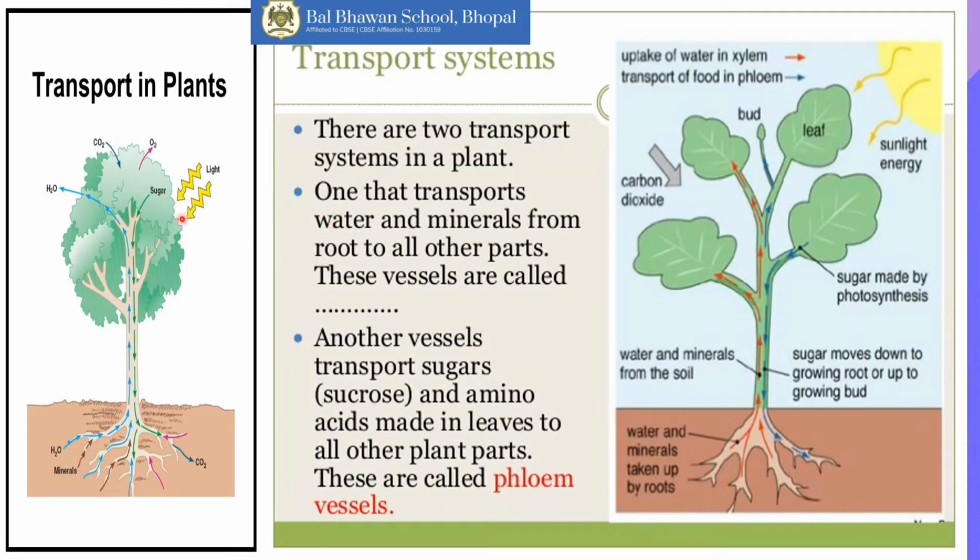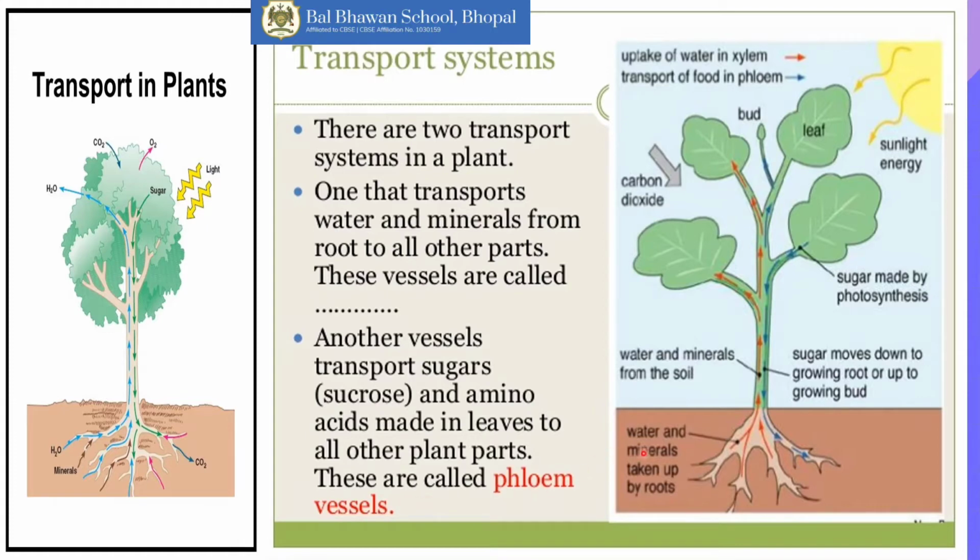Now, transport in plants. In plants, there are two transport systems. One system is responsible for transporting water and minerals from root to all other parts. These vessels are known as xylem. Then there are other vessels which are responsible for transporting sugar and amino acids, which are made in leaves, to other parts of the plant. These are known as phloem vessels.